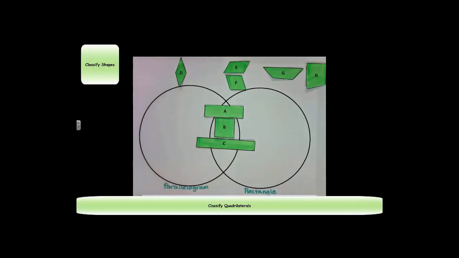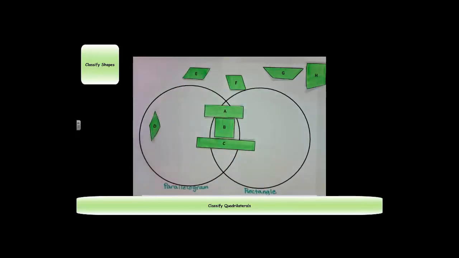Letter D does not have 4 right angles. It is not a rectangle. Letter D does have opposite sides that are parallel, so letter D is a parallelogram only, so we're going to place it in the parallelogram circle.